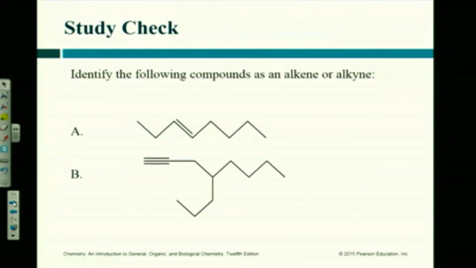So, look at both of these, and I want you to tell me, is it an alkene or an alkyne? The top one is an... what is the top one? It's an alkene, right? There's a double bond in the middle of it right there. What about B? It's an alkyne. YNE, right? There's a triple bond.